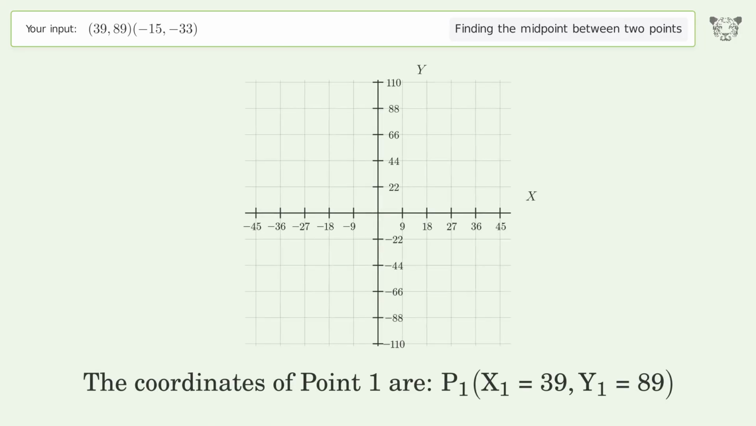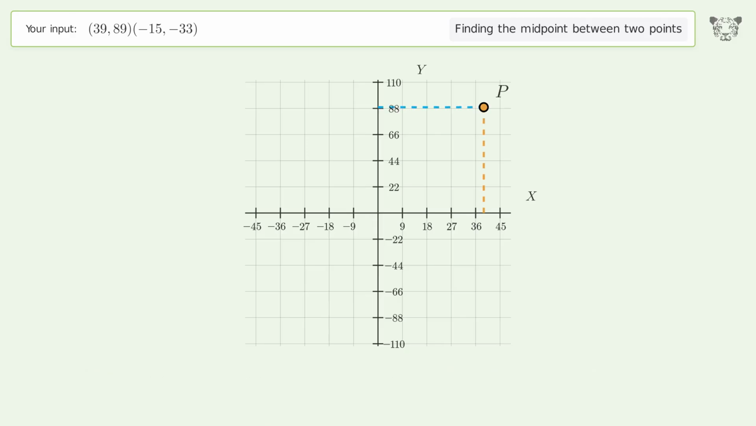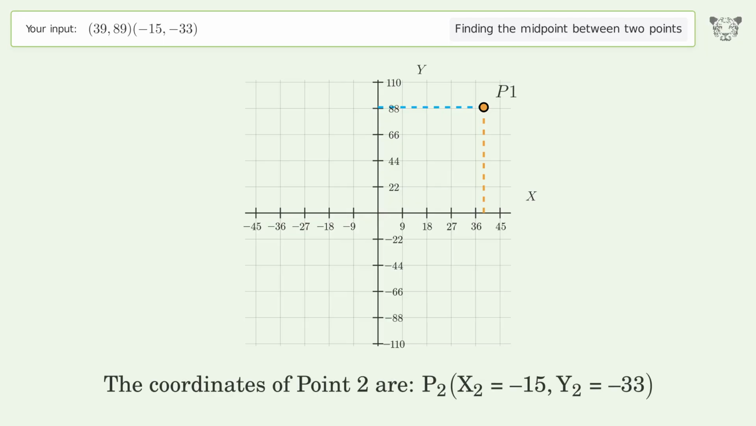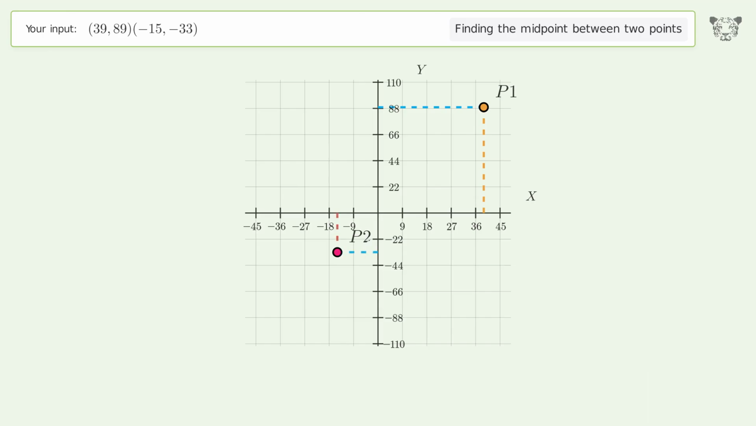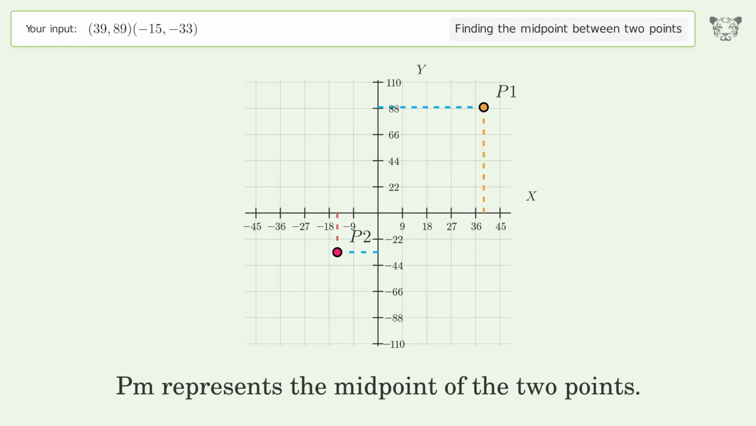The coordinates of point 1 are x1 equals 39, y1 equals 89. The coordinates of point 2 are x2 equals negative 15, y2 equals negative 33. PM represents the midpoint of the 2 points.